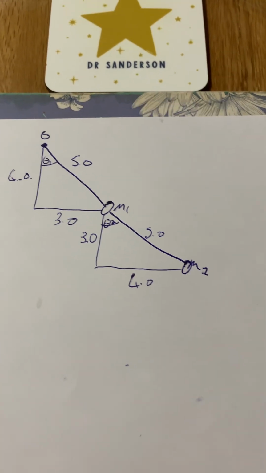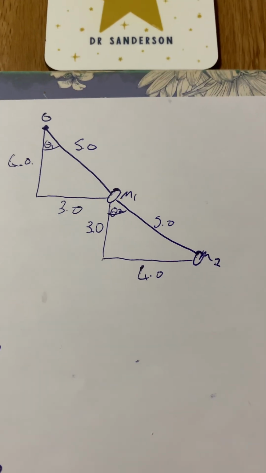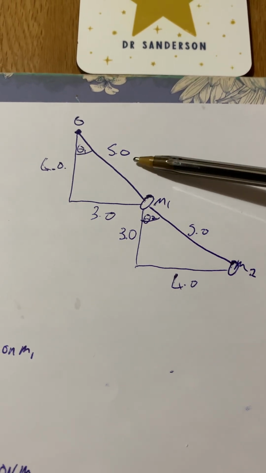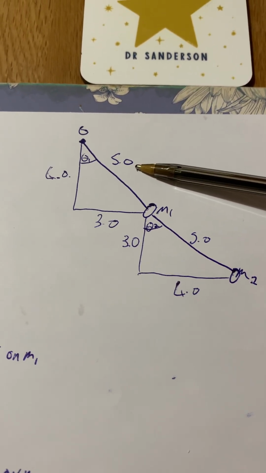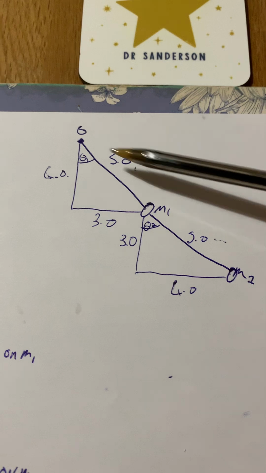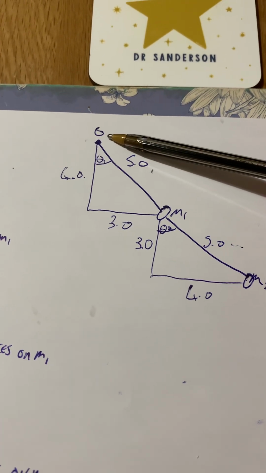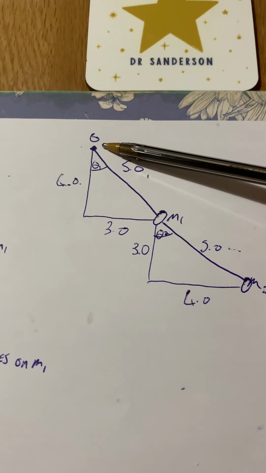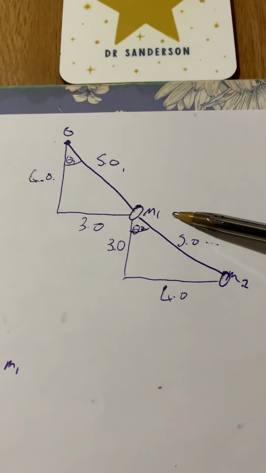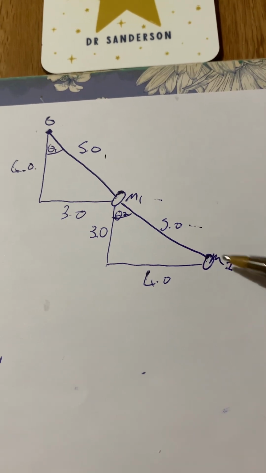Right, okay, so I started off by drawing a diagram. We're told that the lengths of both strings are 5, and this is the point O where it's attached. We're also told that the masses are M1 and M2.